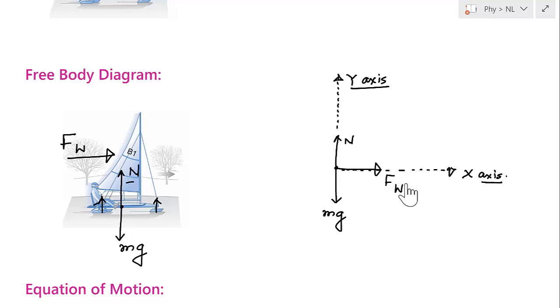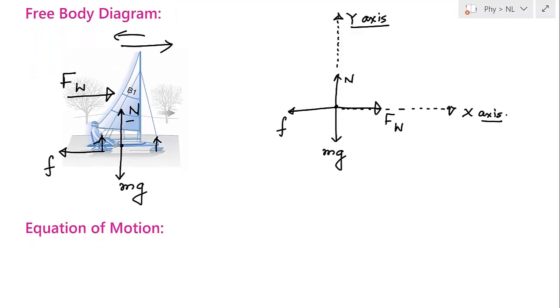Friction forces are also acting, but friction forces act in the opposite direction of the motion. Friction force always tries to oppose the motion. So this is moving in this direction, so friction force will act in this direction, at the point of contact between the iceboat and the horizontal plane, and the magnitude is F.